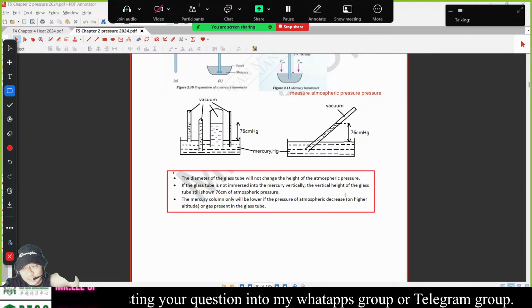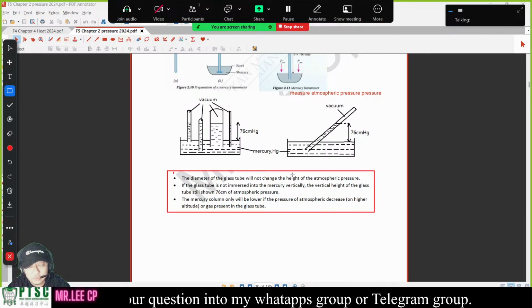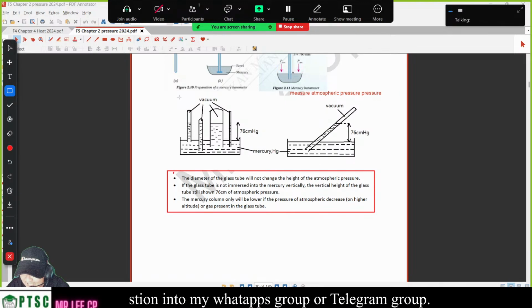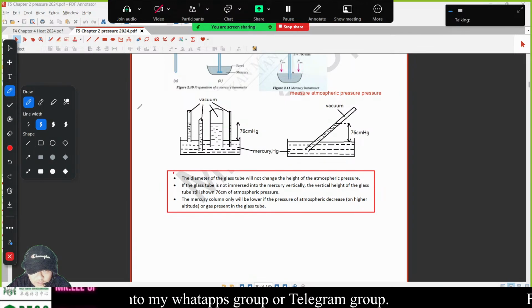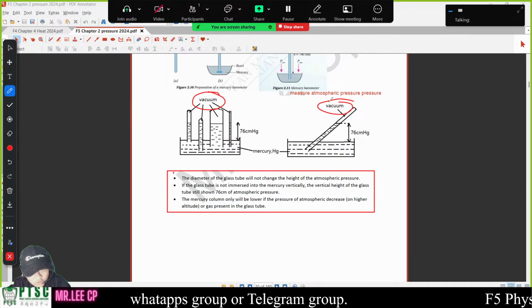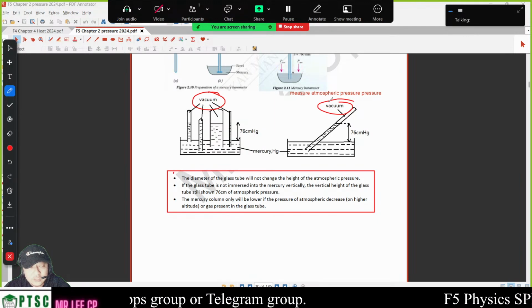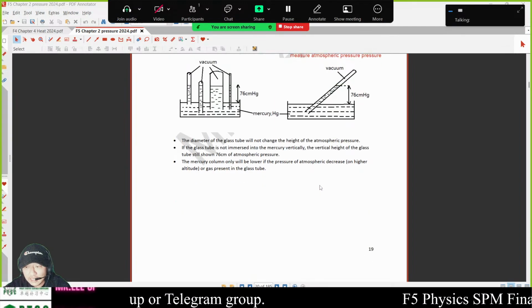You bring it into a higher altitude, like you go to the top of the mountain, so it will reduce, right? Or you got gas inside here. So this one, you can see this one is all vacuum. The one that we are talking about is all vacuum. If got gas inside, then it will be lower, less than 76. Okay, that is how to calculate.